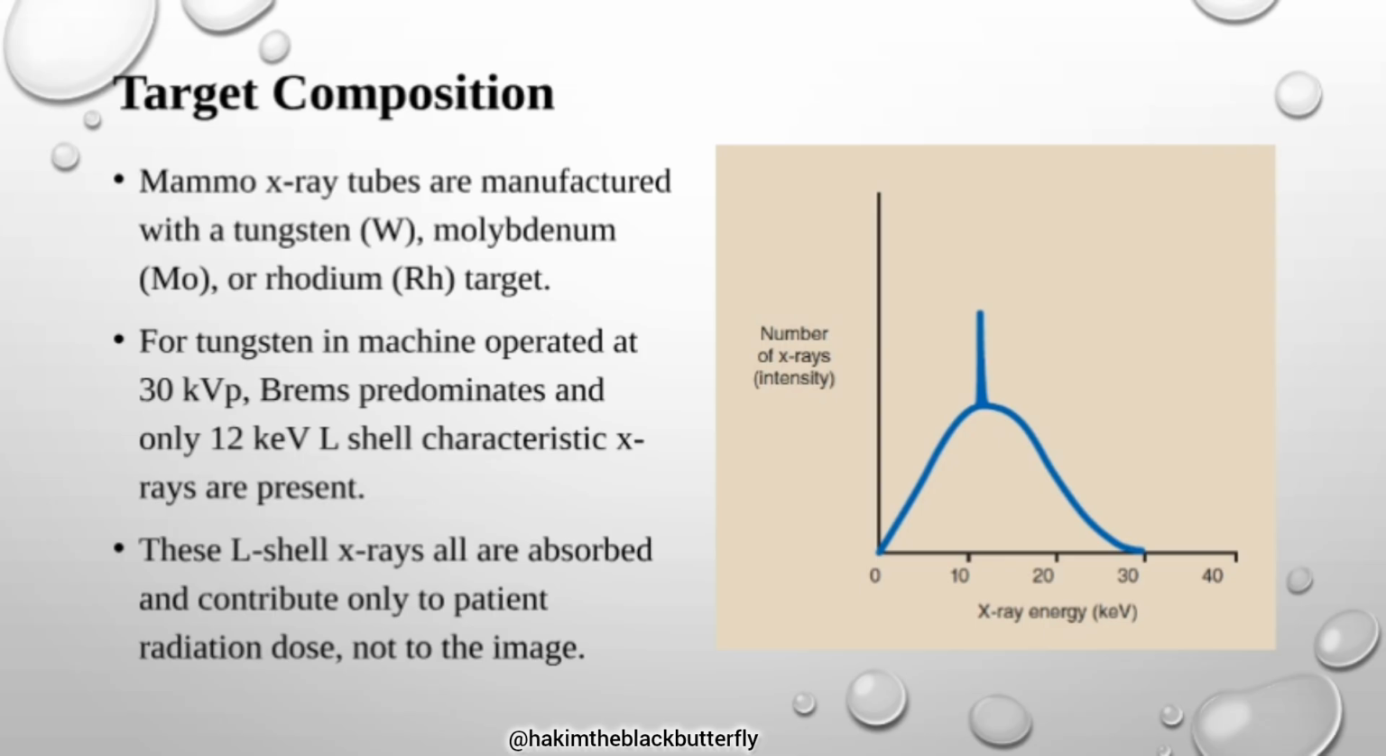So that's why we use low KVs. In mammography, we use very low KVs. The maximum can be 35 kiloelectron volts, and that is for maybe an extra large breast. But most of the breasts use around 25, 30 KV. These L-shell X-rays are all absorbed and contribute only to patient radiation dose, not even to the image.